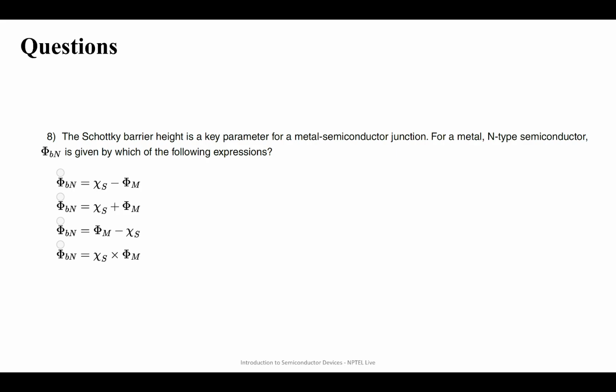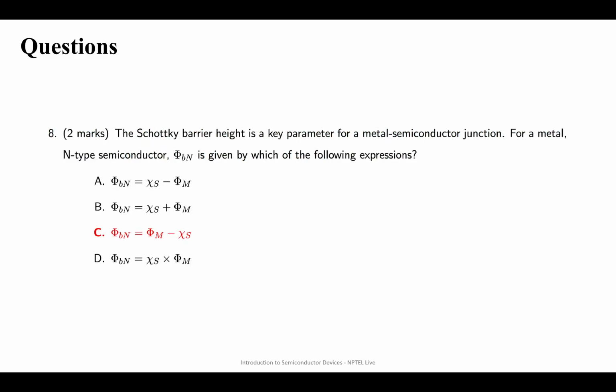The Schottky barrier height is a key parameter for a metal semiconductor junction. For a metal n-type semiconductor, phi_bn is given by which of the following expressions? Phi_bn equals phi_s minus phi_m, phi_bn equals phi_s plus phi_m, phi_bn equals phi_m minus chi_s, phi_bn equals chi_s into phi_m. So the answer to this we have already seen, phi_bn equals phi_m minus chi_s.